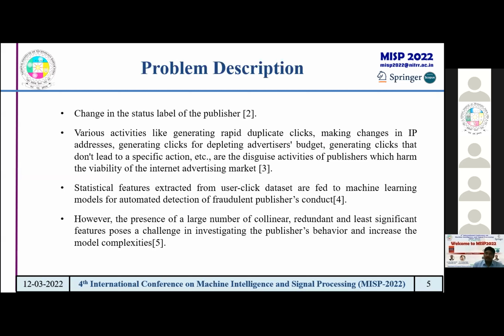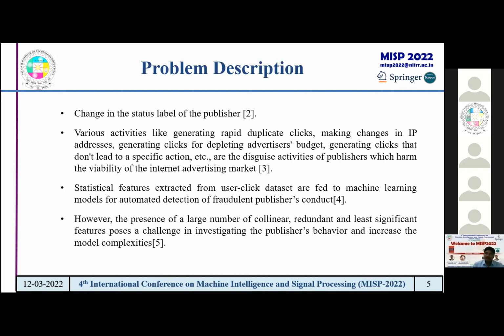Here comes the problem description. One of the vital challenging issues in identifying the fraudulent behavior of publishers is concept drift. That means there is a continuous change in the status level of publishers. Suppose a publisher generated clicks and was identified as genuine in the first week of the month, while the same publisher is identified as fraudulent based on the click details generated at the end of the month. This continuous change in the status level of the publisher is termed concept drift. Other than this, activities like generating duplicate clicks and changing IP addresses are termed disguised activities of publishers, which continuously harm the viability of the internet advertising market.